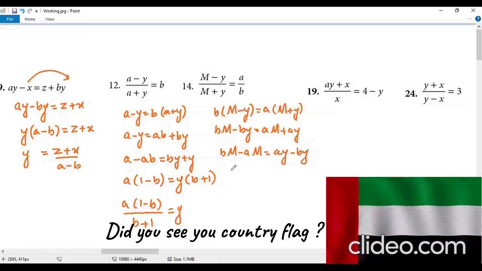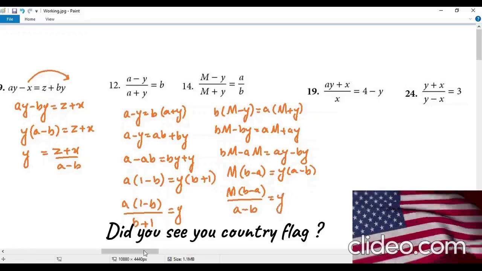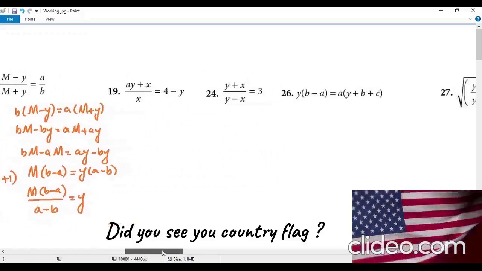In here m is common, so b minus a will be in the bracket, and here y is common, and a minus b will be kept in the bracket. So on this side you will have b minus a over a minus b, and y will be like this to make it subject of the formula.